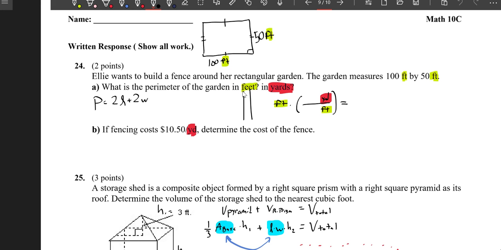Okay, we're nearing the end here on page 6, into the written response where you need to show your work. Number 24, Ellie wants to build a fence around her rectangular garden. So I've drawn out a rectangle here. The garden measures 100 feet by 50. What's the perimeter of the garden in feet and in yards?